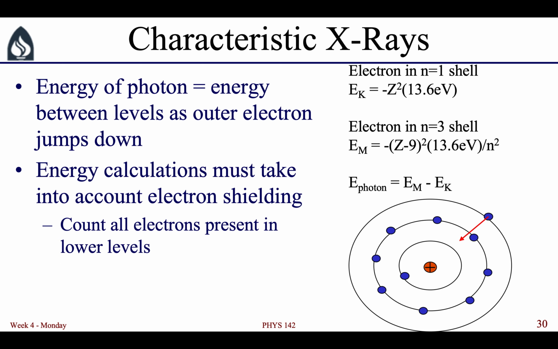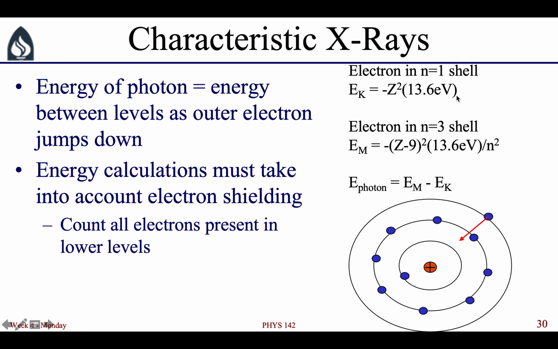Now, the energy calculations have to take into account electron shielding. So what that means is that if you have an electron out here in an outer energy level and it's looking down at this inner energy level, the energy that it has is dependent upon the charge of the nucleus. However, there's all these other electrons that are in lower energy levels that shield the nucleus with their negative charge. So it's like this electron is orbiting an atom, a nucleus with less positive charge because it's somewhat negated by the electrons that are beneath the level where this electron is.